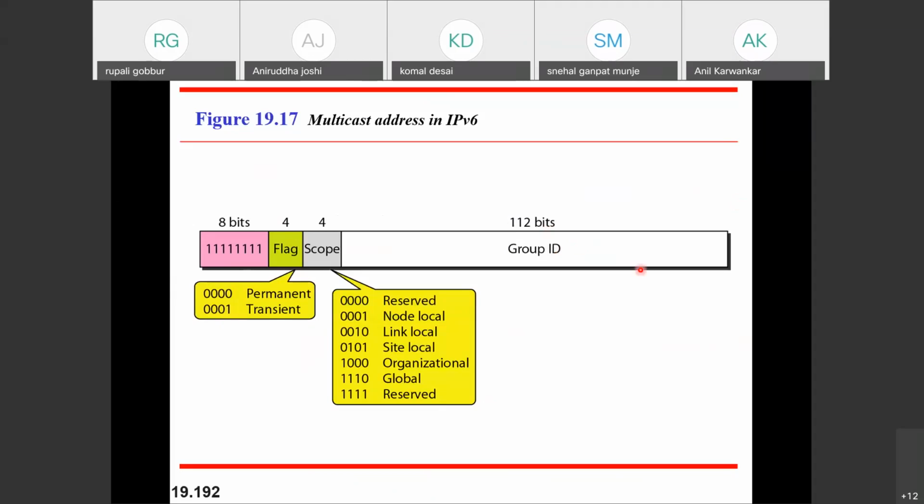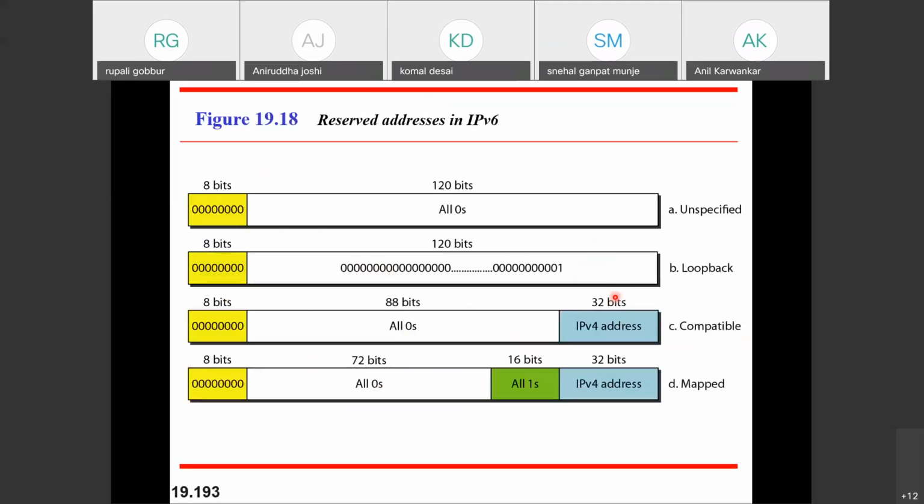In case of IP version 4, if you recall, there were host and network IDs. The first part was the network ID, and the last part decides the host ID. Here 112 bits define the group ID for IP version 6 configuration. These are the typical IP addresses. In case of IP version 4, I have told you the loopback address 127.0.0.1 is specifically reserved as a loopback address.